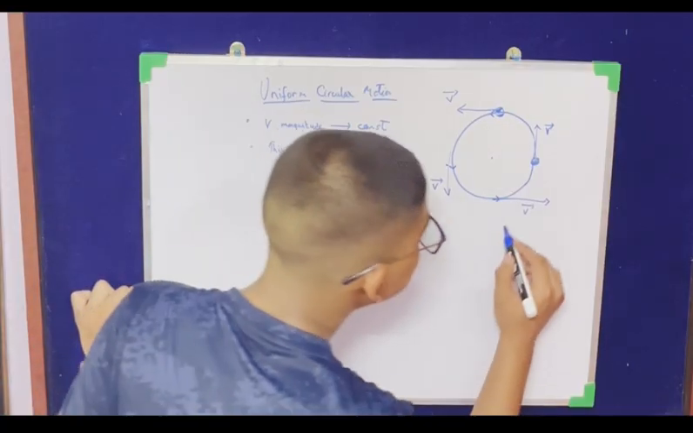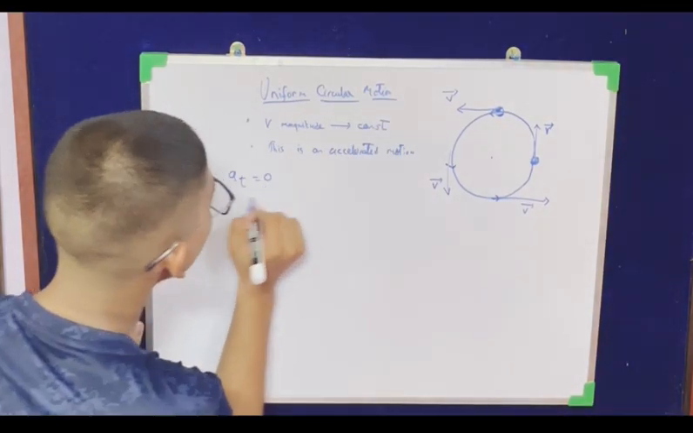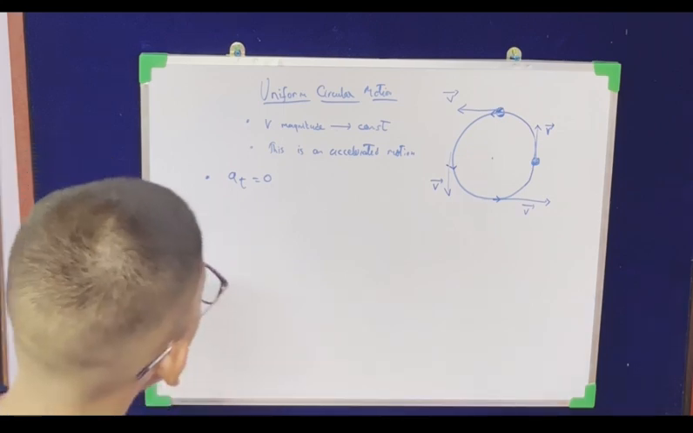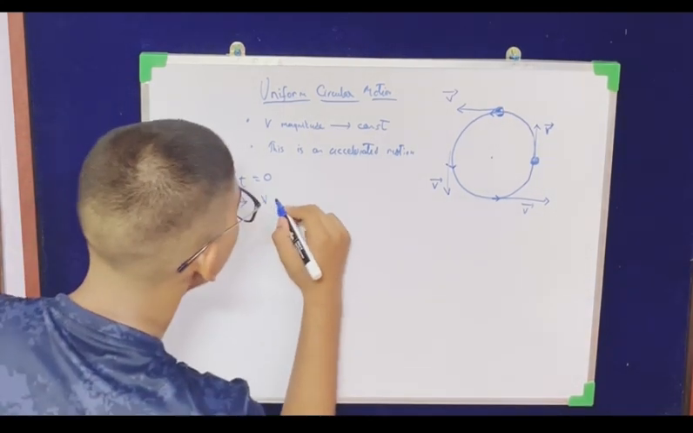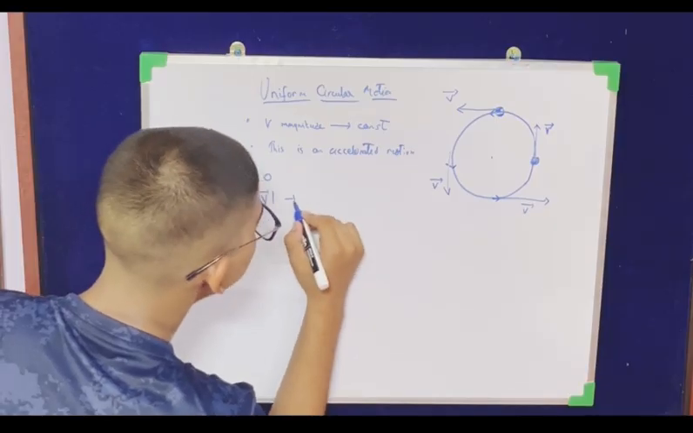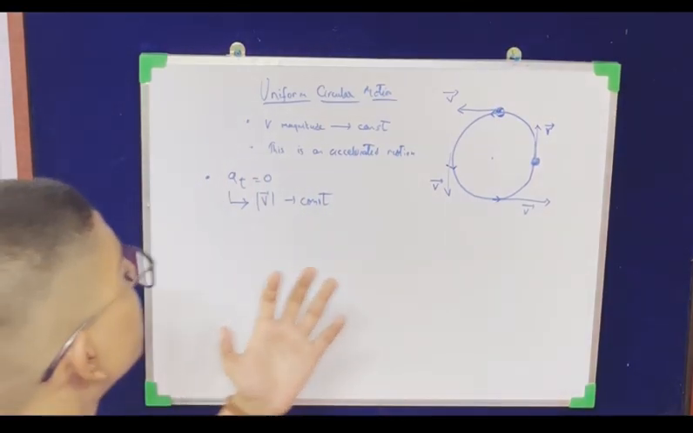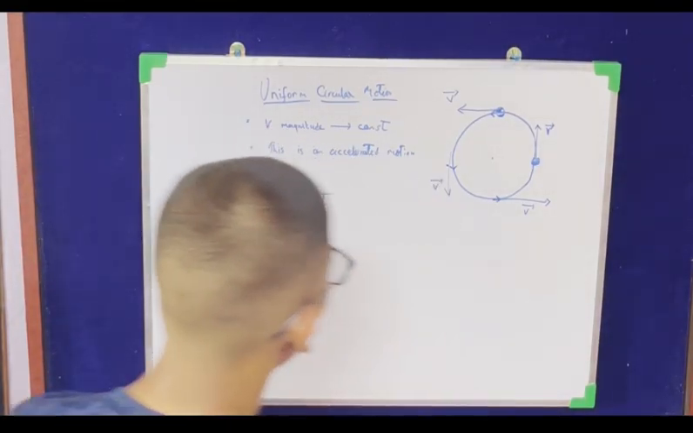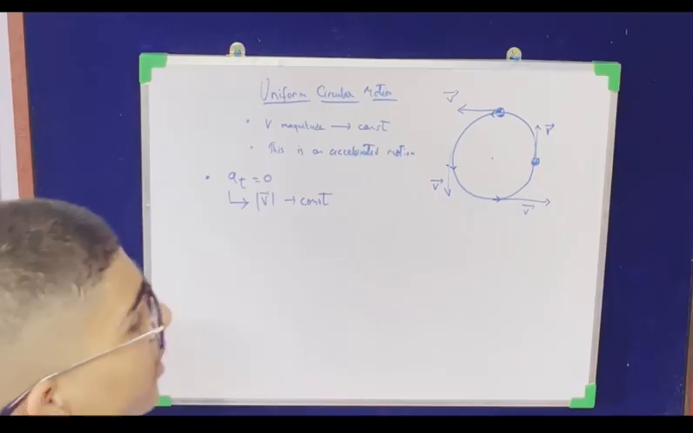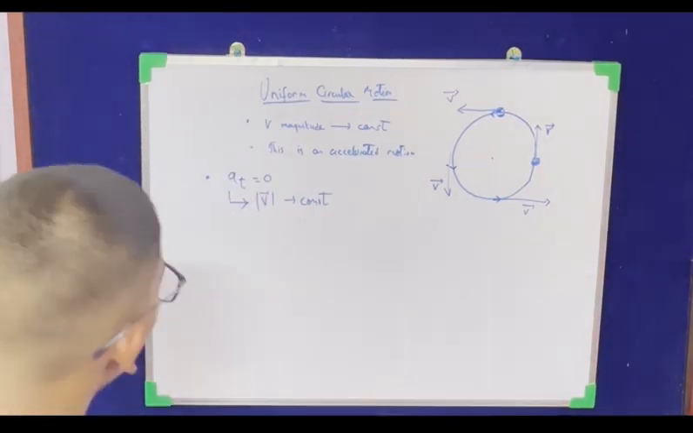So in this case, we will say that the tangential acceleration is equal to 0. Why is tangential acceleration equal to 0? Because the magnitude of velocity is constant. As we have discussed earlier, if the magnitude of velocity is constant, then tangential acceleration is equal to 0, because at every point, the speed of the circular motion is the same, right?